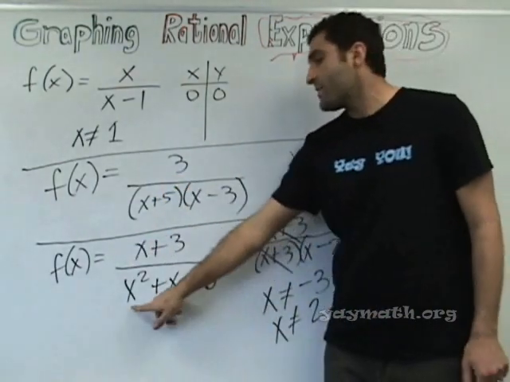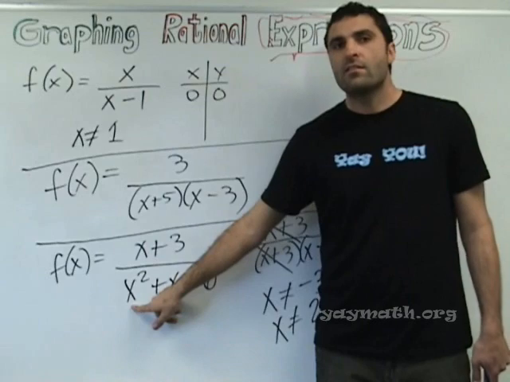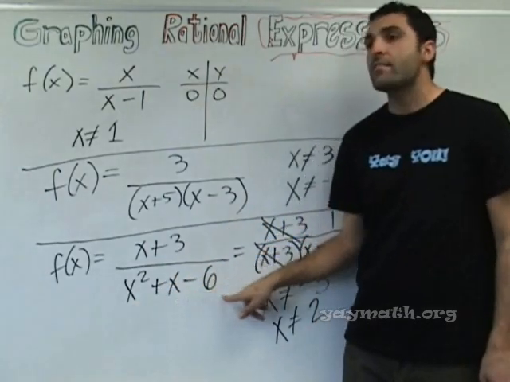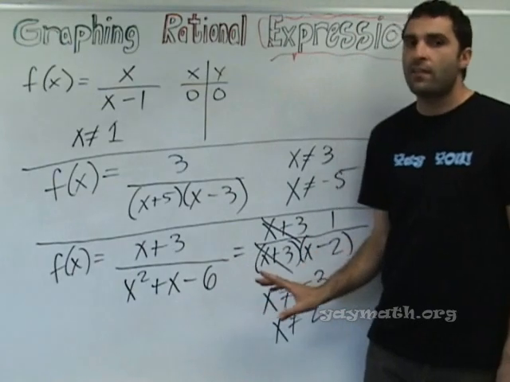And we'll even demonstrate. What's negative 3 squared? 9. Plus negative 3 is 6. Minus 6, 0. So x can't be negative 3.